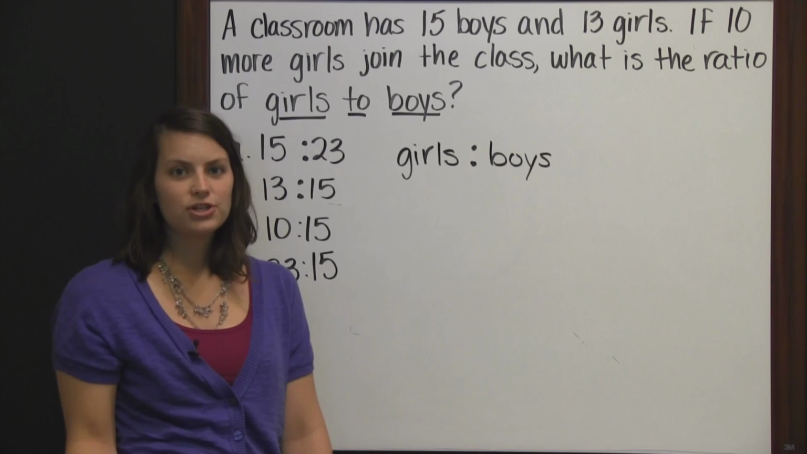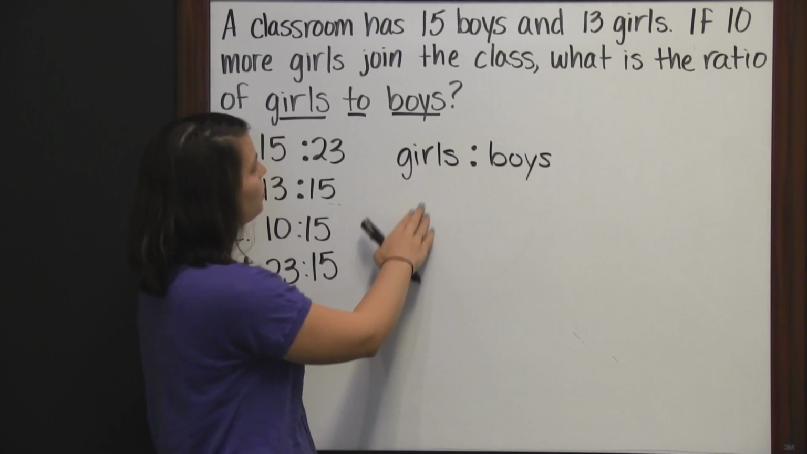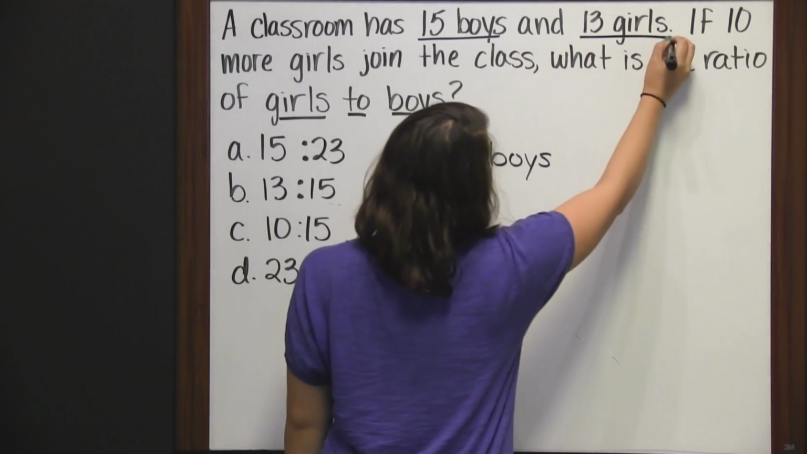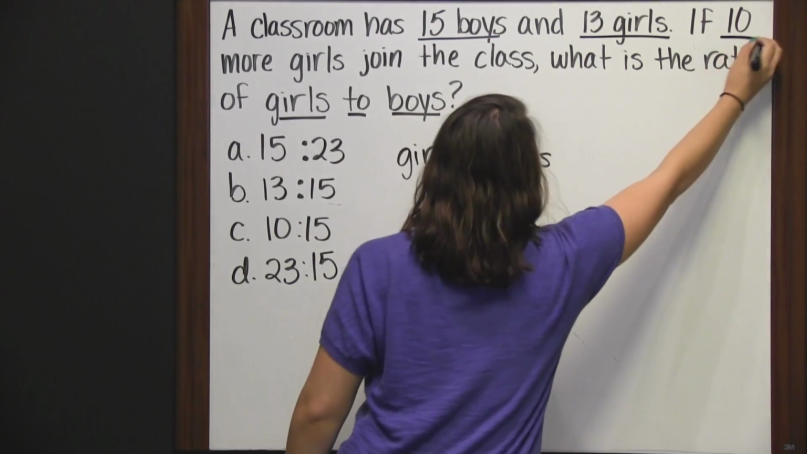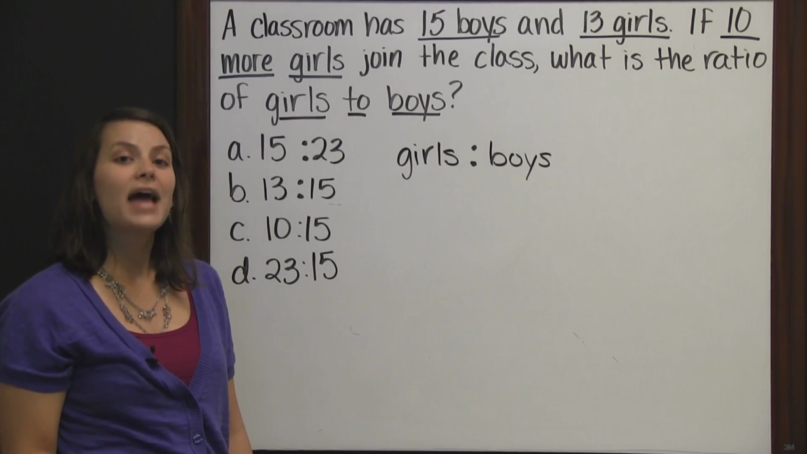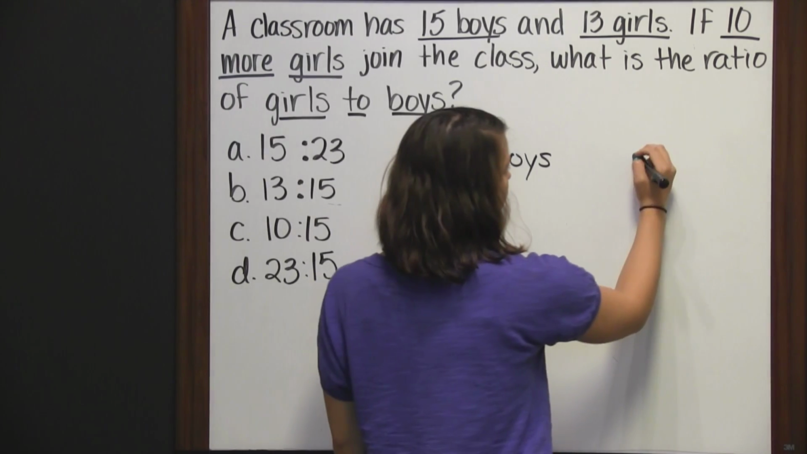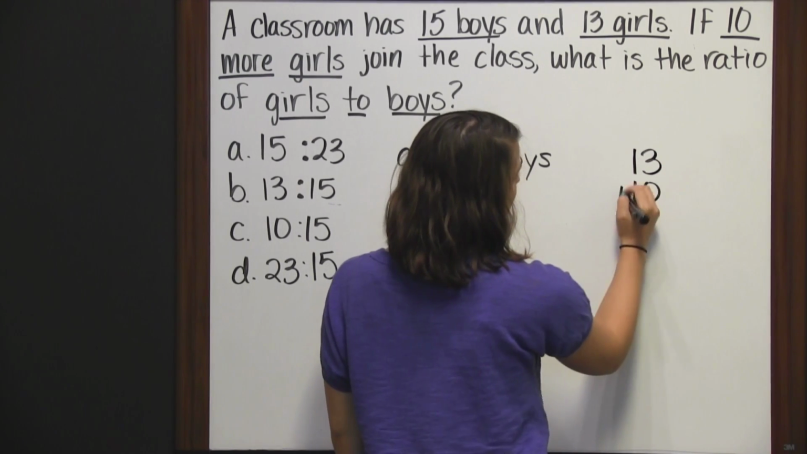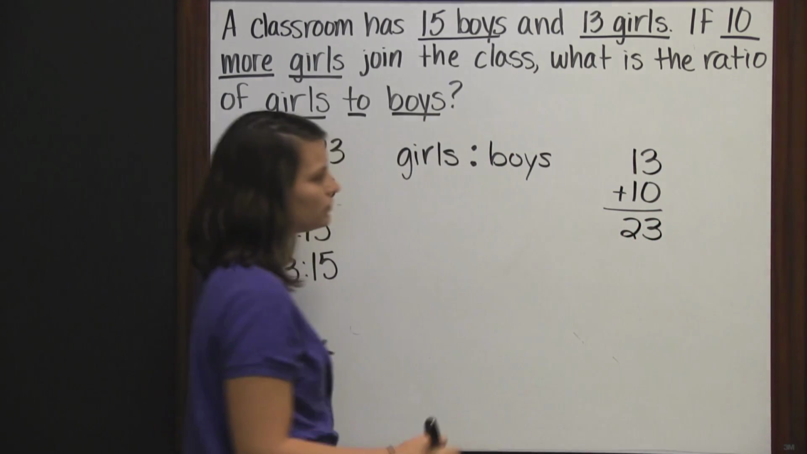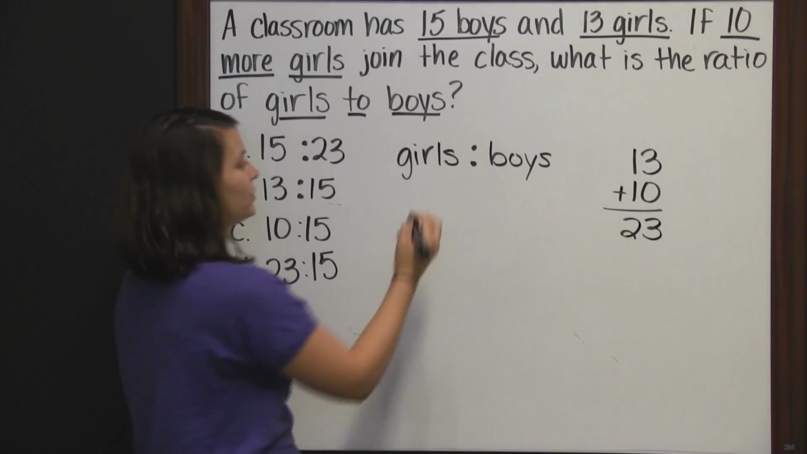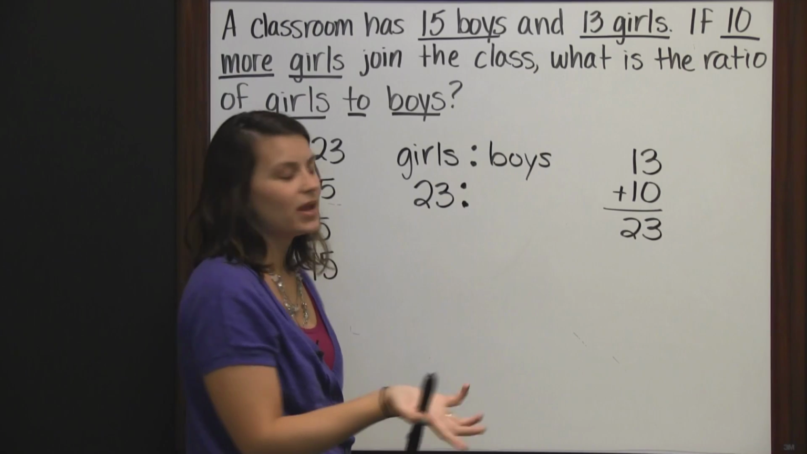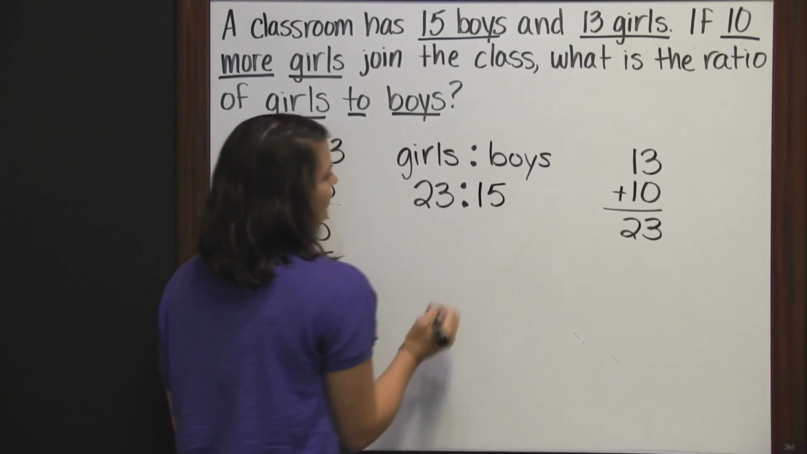And before we can write our ratio, we need to know how many girls there are. So it says the classroom has 15 boys and 13 girls. And then 10 more girls join the class. 10 more means that we have to add 10. So we had 13 girls, and then we add 10 more to that. 3 plus 0 is 3, 1 plus 1 is 2. Which means now there's a total of 23 girls, and then boys didn't change. We had 15 boys, so we still have 15 boys.